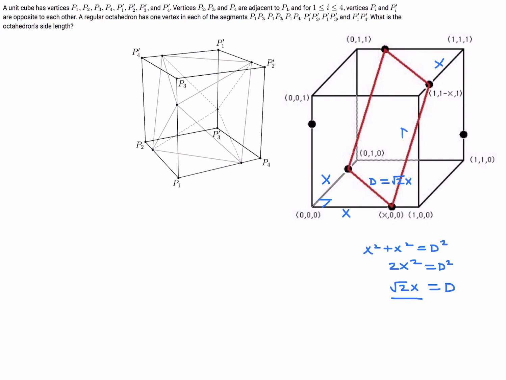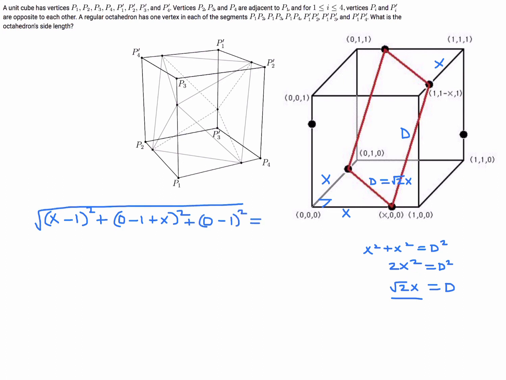And since this d and this d are equal, because it's a regular octahedron, that means all the sides are the same. We can just equate them. So using the distance formula with this point and this point, we get the square root of (x minus 1) squared plus (0 minus (1 minus x)) squared, and then, of course, (0 minus 1) squared, all under the square root sign.